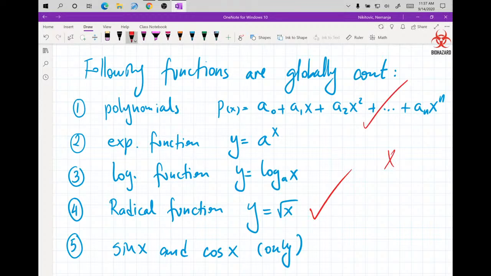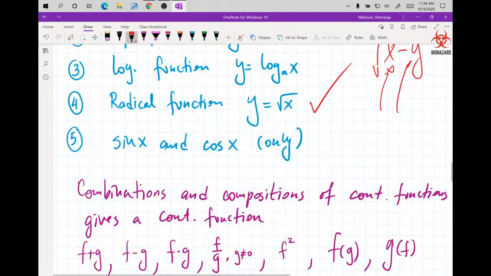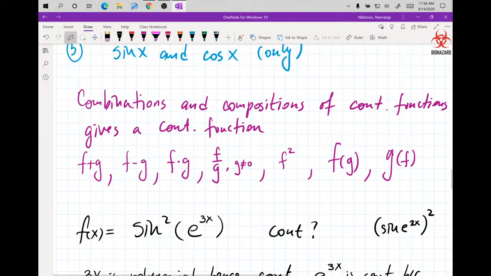Because remember, you have x minus y under the radical. So this is a polynomial in respect to x. This is a polynomial in respect to y. And by line number 1, both of those are continuous because they're both polynomials. Now, the next theorem here in purple says that combinations and compositions of continuous functions are continuous. Well, here is the combination of minus.